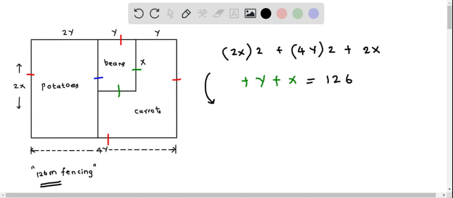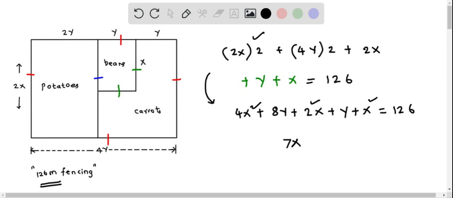Now let's simplify this equation. We get 2x times 2 is 4x, and 4y times 2 is 8y, plus we have 2x plus y plus x equals 126. So let's collect the like terms, that is 4x plus 2x is 6x, 6x plus x is 7x, and we collect the y terms, that is 8y plus y is 9y. So we have this equation 7x plus 9y equals 126. We can solve for y from this equation.